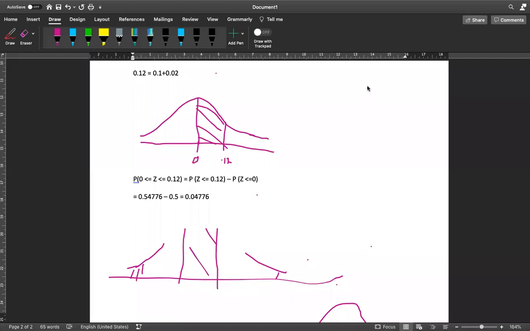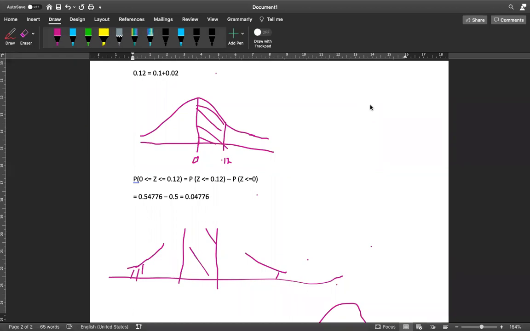Thank you. Okay, Eugenia, your hand is up. Do you have a question? Sir, please, the probability that z is less than or equal to 0.12. When we use the table, we had the value as 0.54776. But then does it mean that we don't consider the less than sign? Is it treated as equal to?